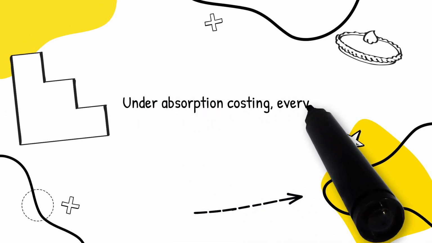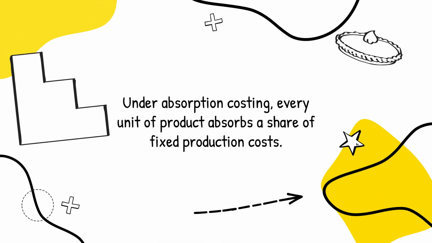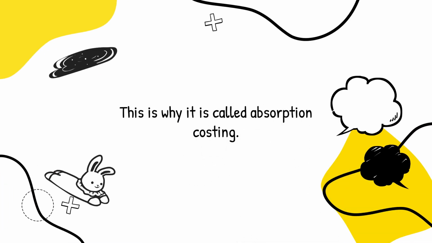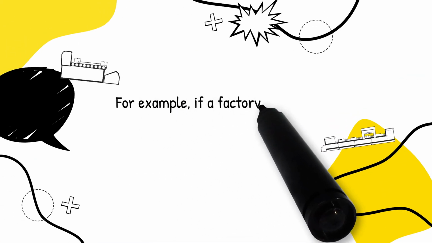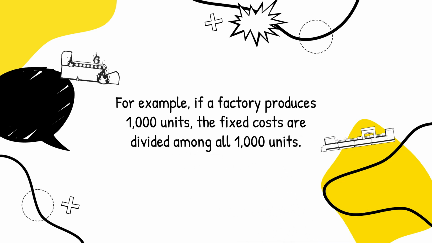Under absorption costing, every unit of product absorbs a share of fixed production costs. This is why it is called absorption costing. For example, if a factory produces 1,000 units, the fixed costs are divided among all 1,000 units.